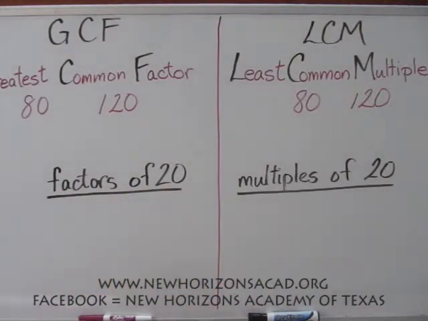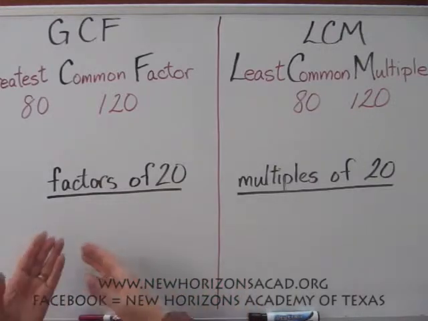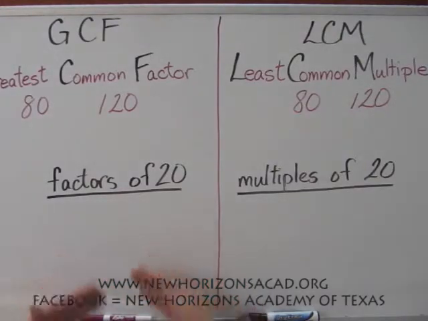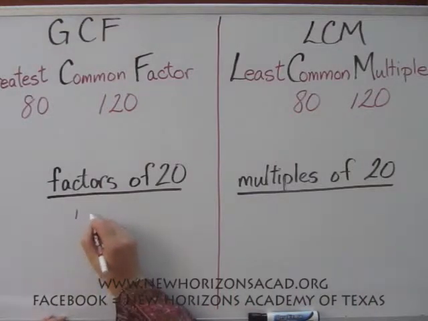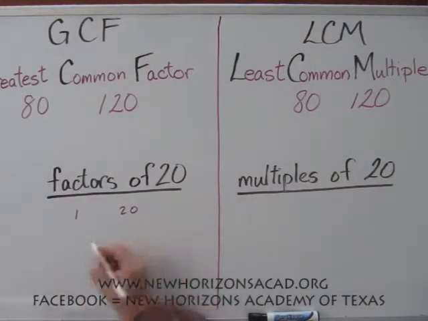So I would define it as this. You have a number. Anything that can be multiplied to get that number is a factor of that number. So factors of 20 would be 1 and 20, 1 times 20, 2 and 10, 4 and 5.